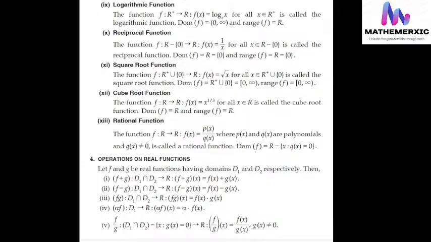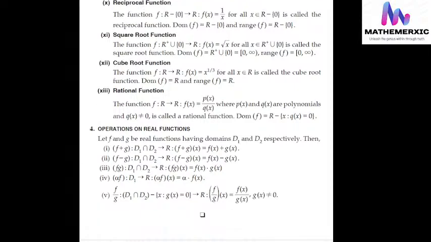Cube root function: f is such that R tends to R, f(x) is equal to x to the power of 1 by 3 for all x belonging to R. It's called a cube root function. Domain of f is R and range of f is R. Rational function: f is such that R tends to R, such that f(x) is equal to p(x) upon q(x), where p(x) and q(x) are polynomials and q(x) is not equal to 0. It's called a rational function. Domain of f is R minus the values where q(x) is equal to 0, obviously those will be removed. So it is R minus {x such that q(x) is equal to 0}.